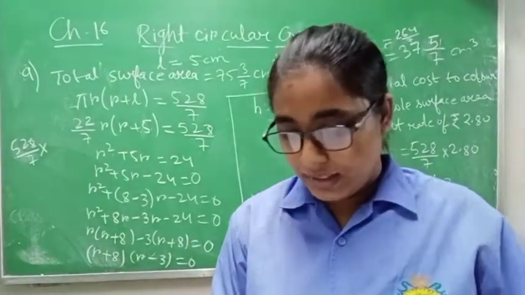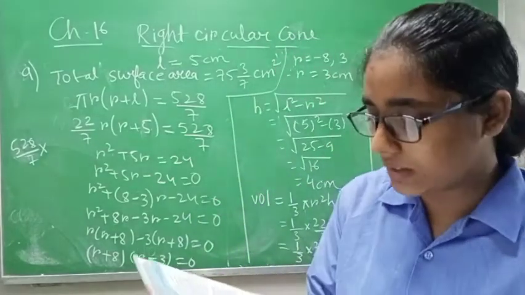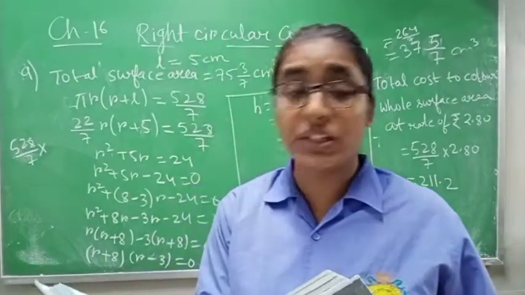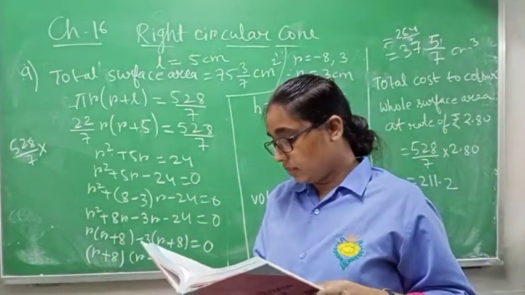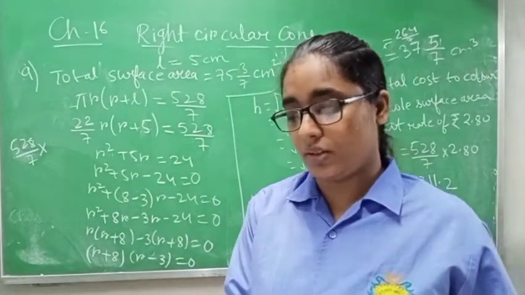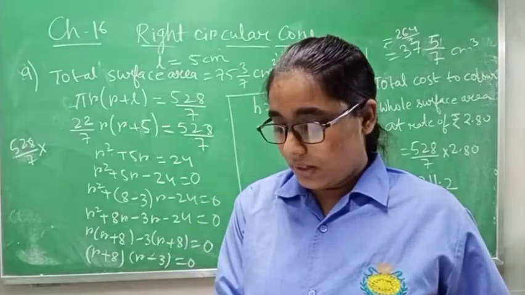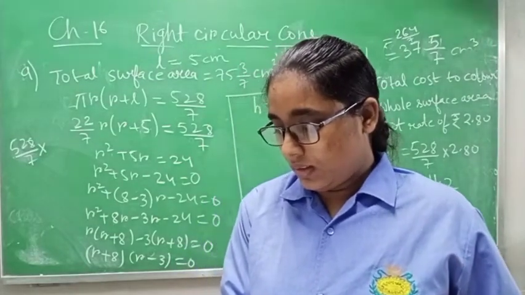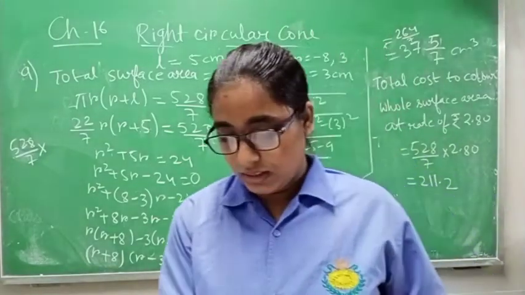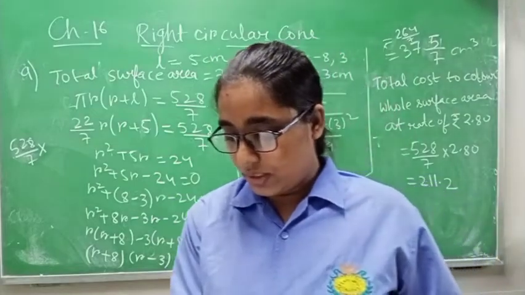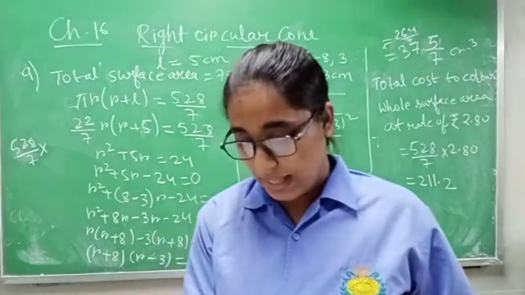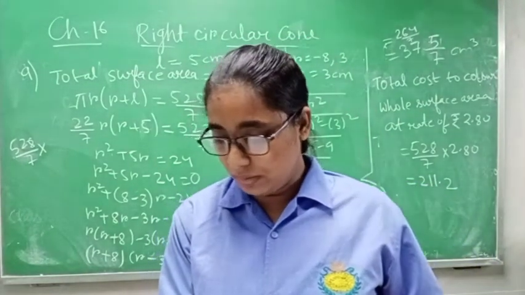The quantity of iron sheet to make a buoy of right circular conical shape is 75 3 by 7 meter square. If in your book it is written meter cube, please correct it and make it 75 3 by 7 meter square. Okay, means it is given total surface area. If the slant height of it is 5 meter, then let us find by calculating the volume of air in the buoy and its height. So first they are telling you if slant height is 5, then find volume and height.